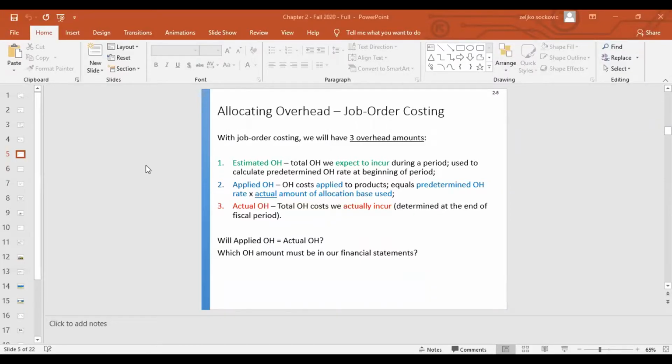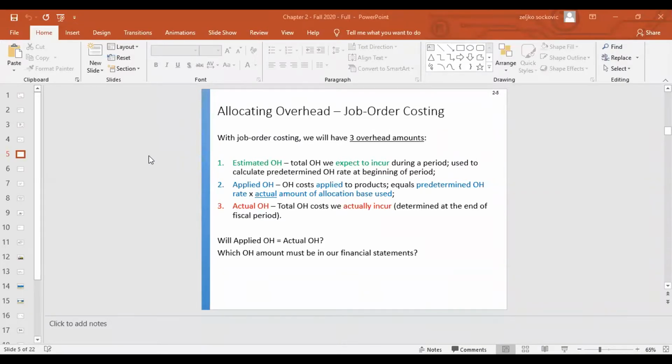Things happen. Maybe we increase production, maybe we decrease production. Maybe we hire more people, maybe we lay off people. Maybe costs change from last year, increase or maybe even decrease, right? So the bottom line is that we do not know what our actual is until the very end. On December 31st, actually probably later, we do our financial statements and everything. We say, this is how much we spent on overhead last year, right?